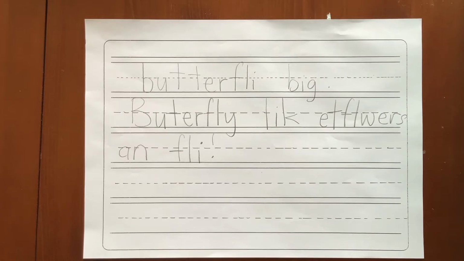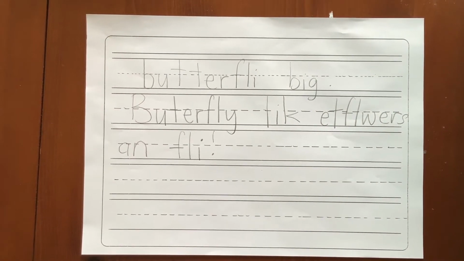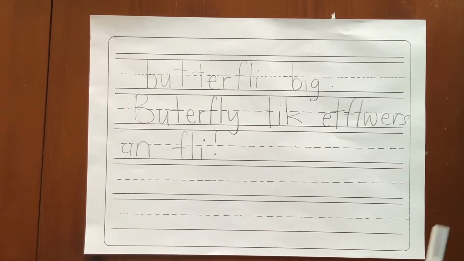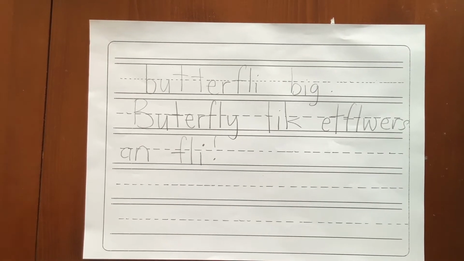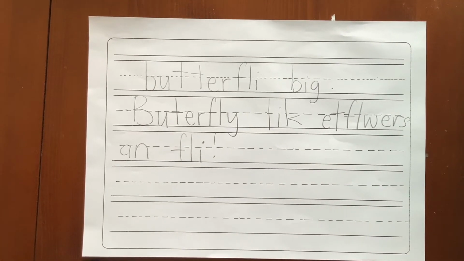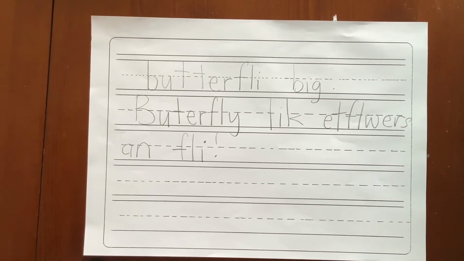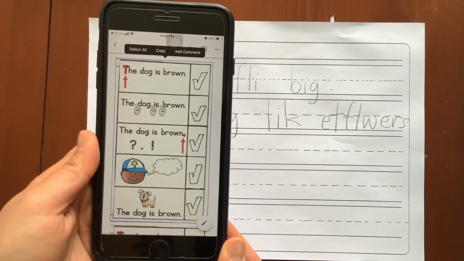Hello parents. So today I'm going to show you how to help your student with the editing process of their writing. So here are just two example sentences. Your child will probably have already written them, but I'm going to help you with the editing process. So in their writing notebook, you should see this checklist and you can go through it with them.